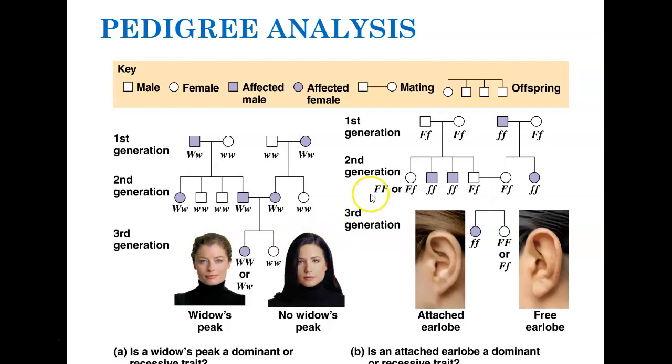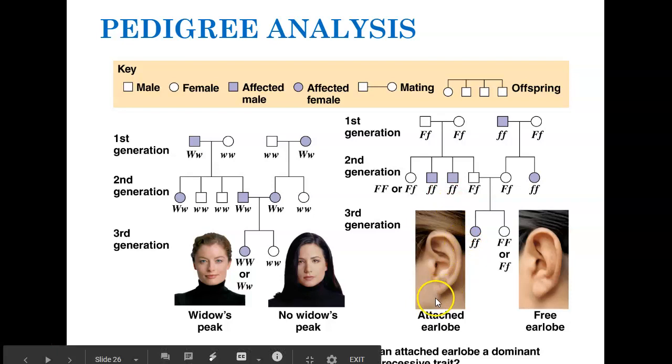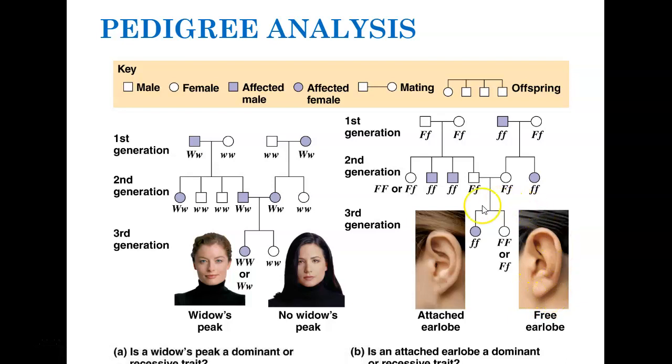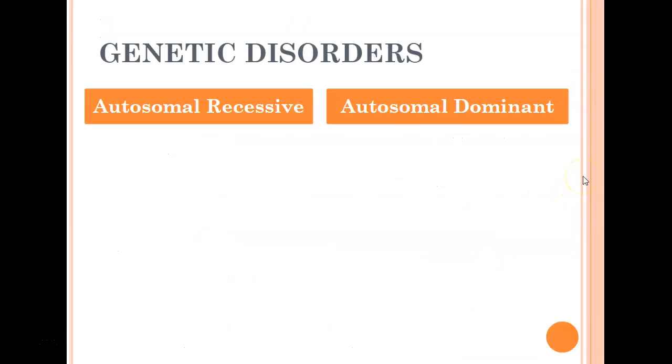Whereas earlobes, if you have little f, then you have an attached earlobe. And only those that have little f have an attached earlobe. So this is what an attached one looks like. You can see a free earlobe kind of has that extra piece out here. Attached is recessive and free is dominant.